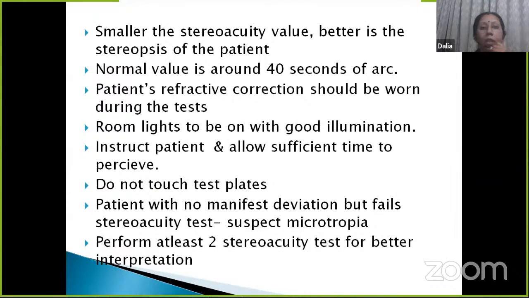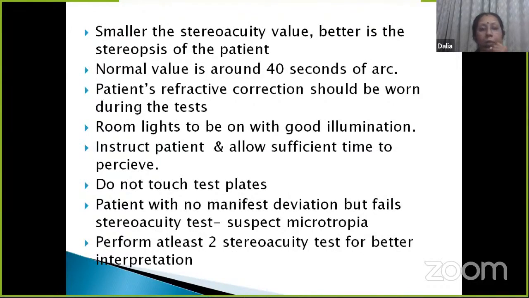The smaller the stereo acuity value, the better is the stereopsis of the patient. Between 100 and 600, the patient with 100 will have better stereo acuity, and the normal value is 40 seconds, which may go even up to 15 seconds in some patients. The refractive correction should always be worn by the patient. The room should be well illuminated. Always instruct the patient what to do and allow sufficient time to perceive.